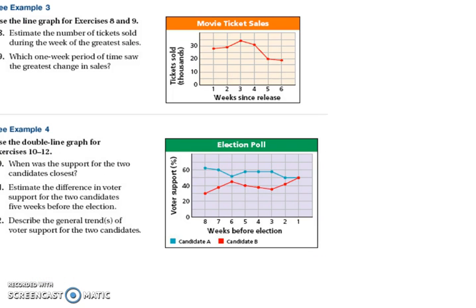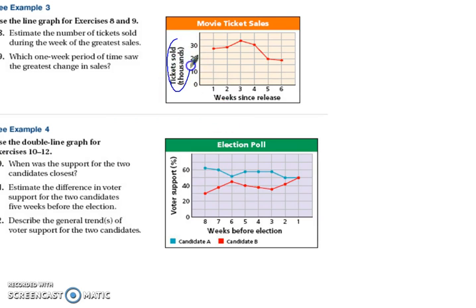Now we're going to look at a line graph. It says use a line graph for exercises 8 and 9. Estimate the number of tickets sold during the week of the greatest sales. So where would be the greatest sales?